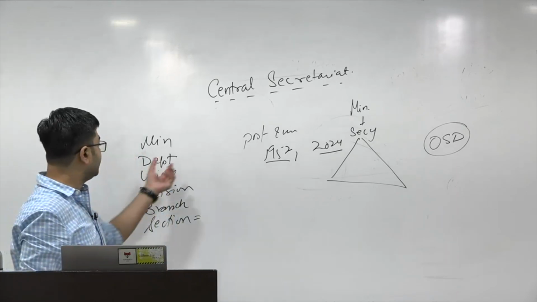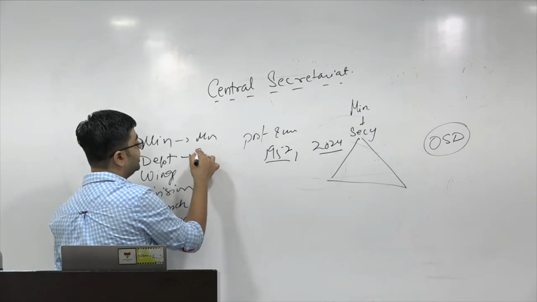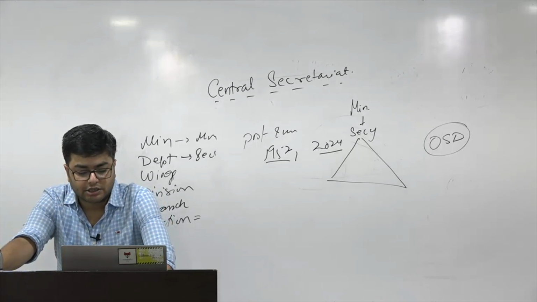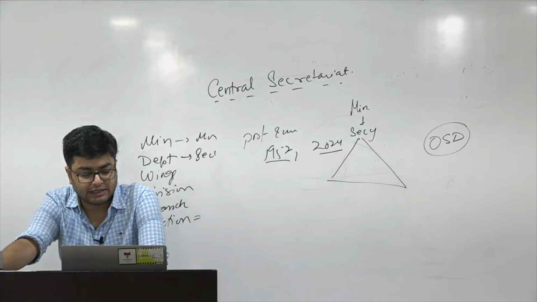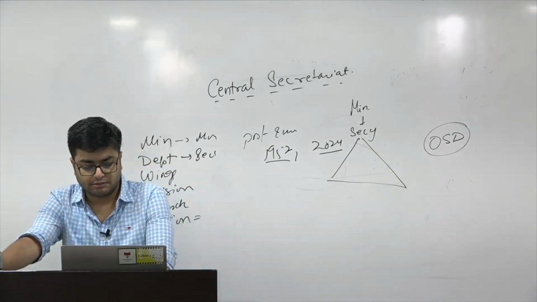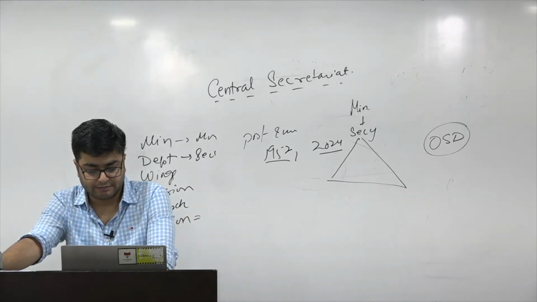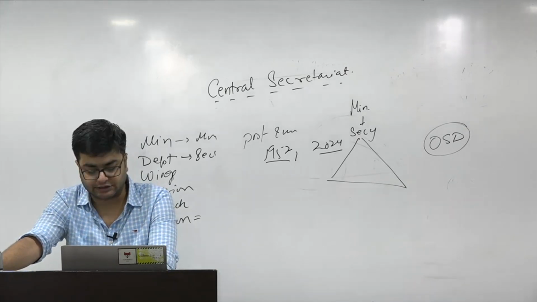So department, you see, ministry is headed by a minister, department is headed by a secretary or additional secretary or special secretary, wing, joint secretary, additional secretary, depending upon the scope and size. Division by a director or a deputy secretary. Branch, under secretary. Section, section officer.